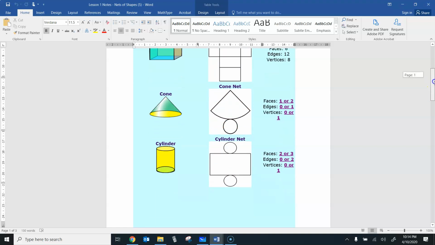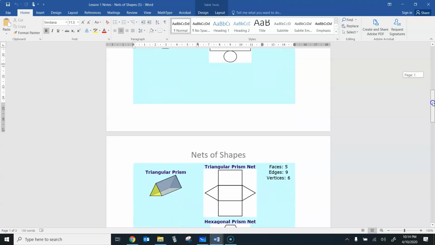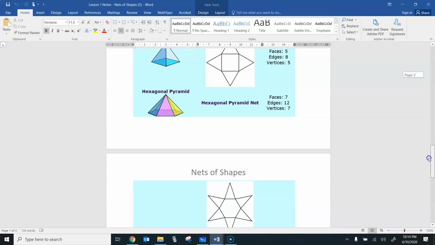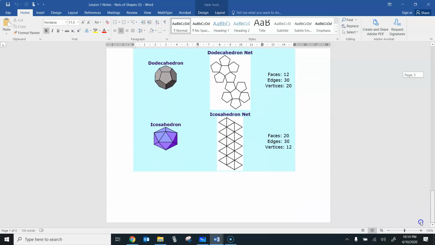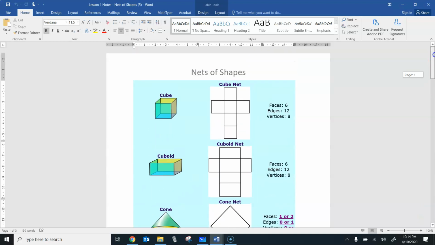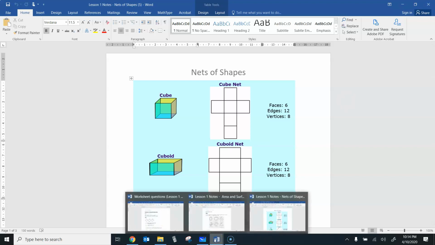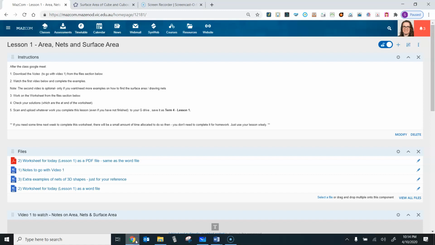So I'm not going to go through this whole document. It is in the lesson, but you can go through and have a look at all the different nets. And this will actually help you with one of the activities you're going to do in the worksheet. So that is found in the lesson here. All right, let's go back to the worksheet.